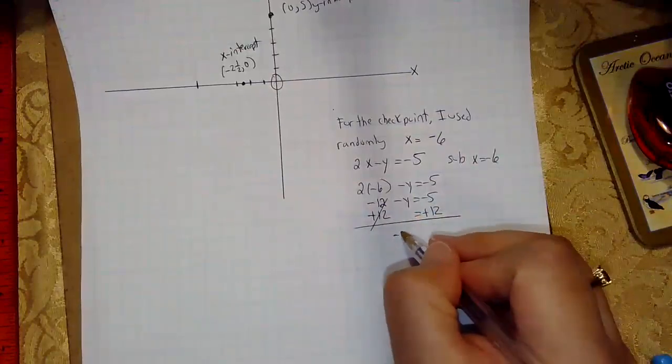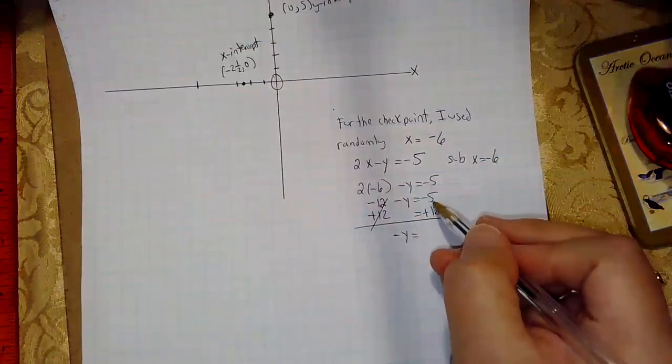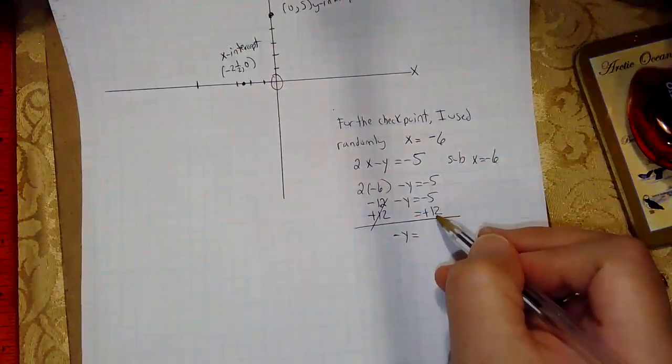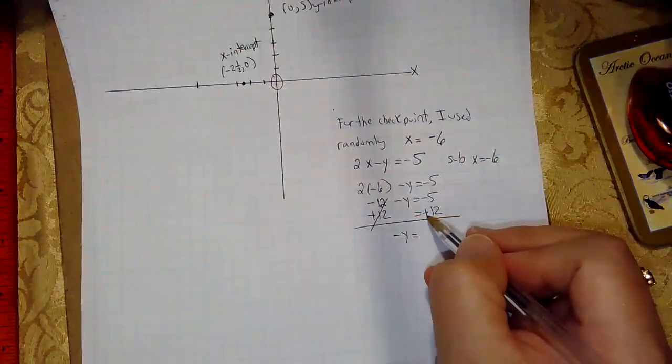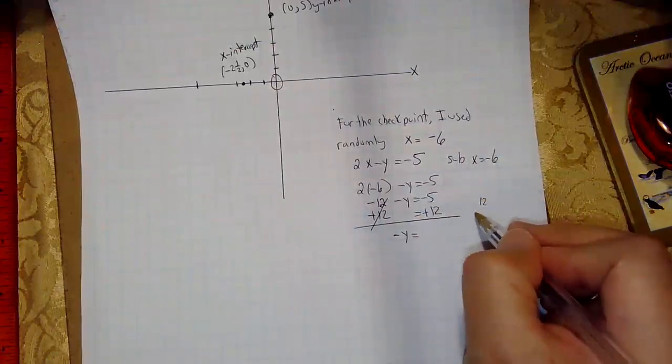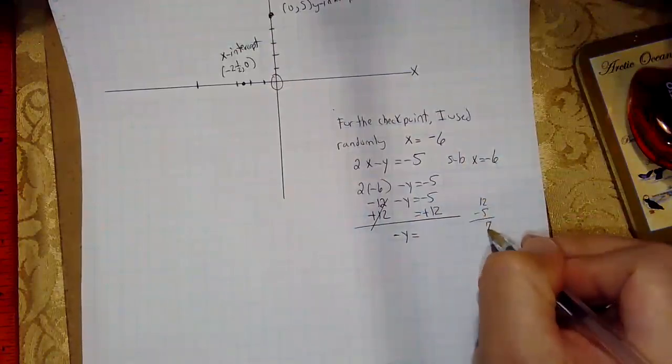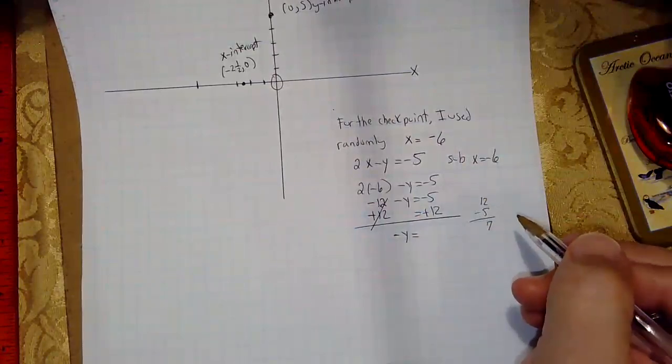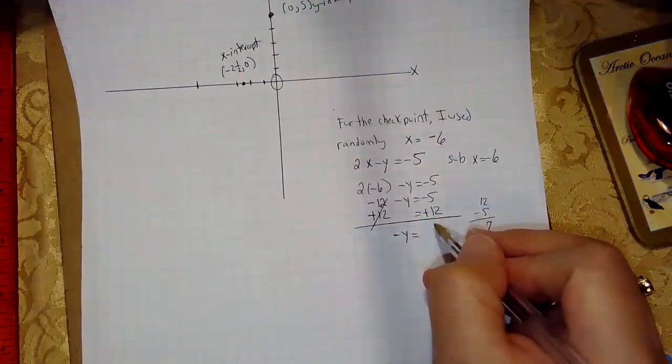So I have -y equals, this is rule number 2. I'm adding 2 numbers with different signs. So I have to go with the one that has a bigger absolute value. So this one wins, positive. And when I subtract 12 minus 5, looks like that's 7. And so it's going to be a +7.